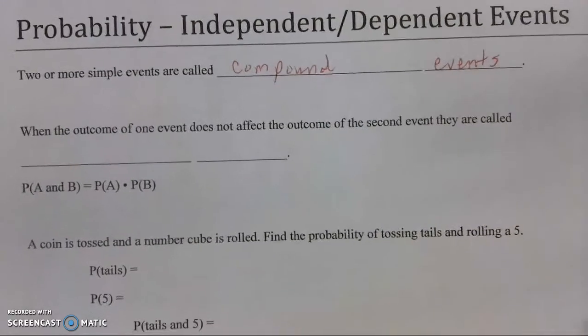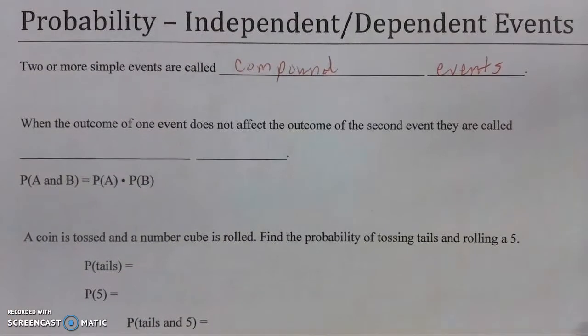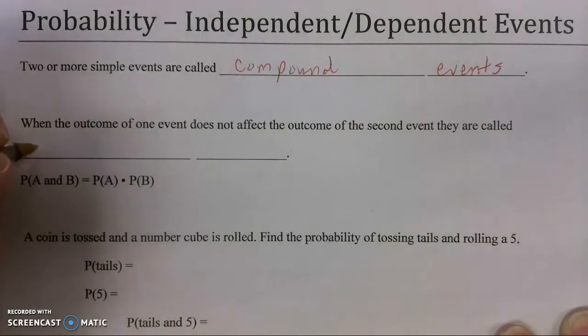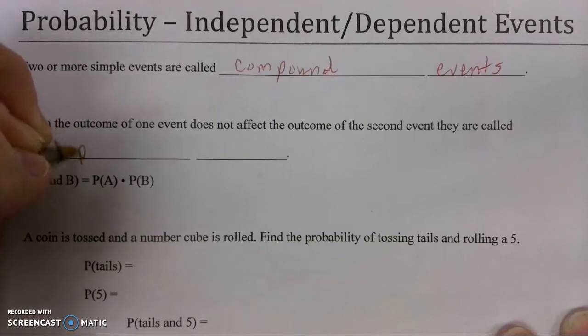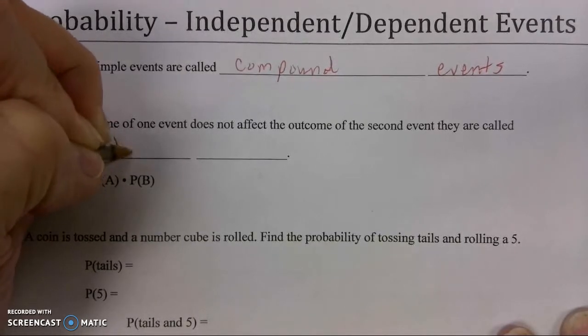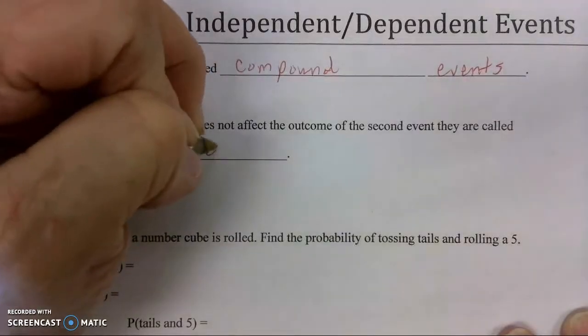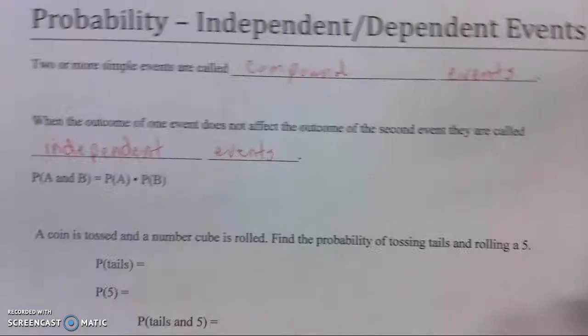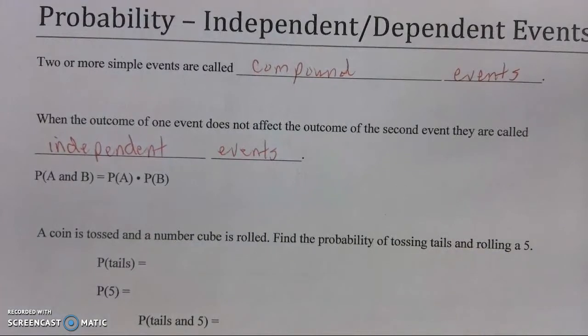Now, when I do that type of probability, I have to look at what is happening. And when the outcome of one event doesn't affect the outcome of the second event, we call those independent events. So, for example, if I am going to flip a coin, and then I'm going to roll a number cube, and then I'm going to spin a spinner, it doesn't matter what comes up on the number cube, it doesn't matter what comes up when I flip the coin, it doesn't matter what comes up when I spin the spinner.